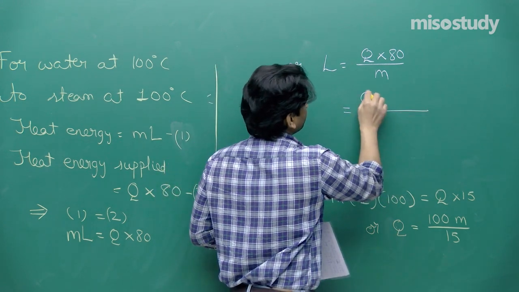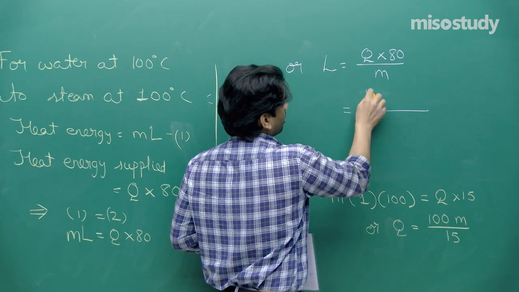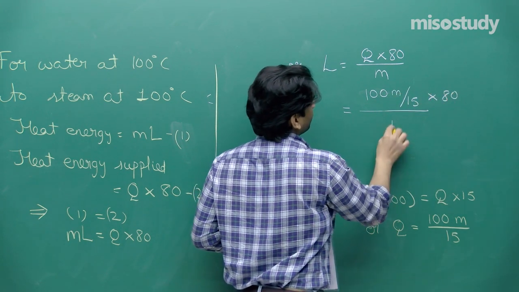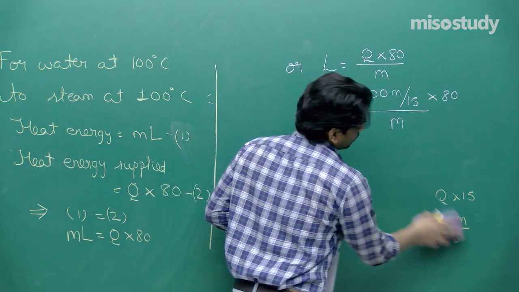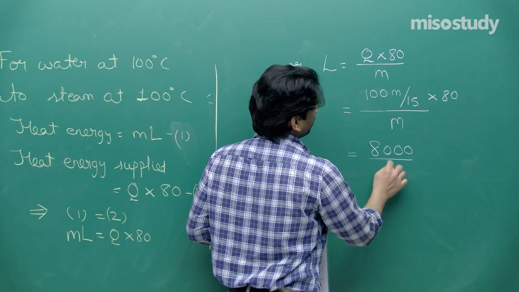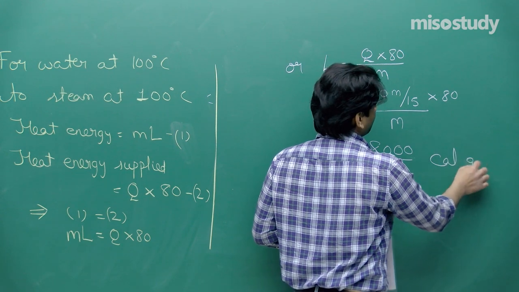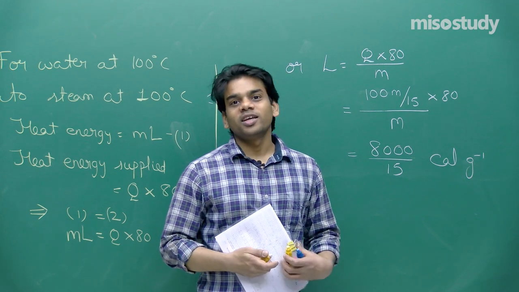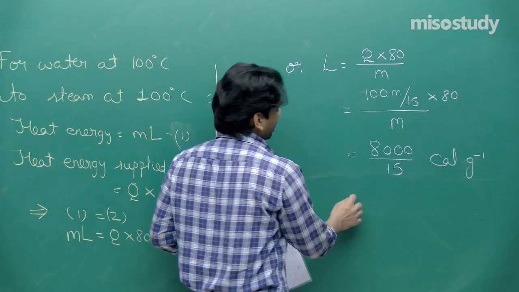Substitute the values. Now the Q value is 100 M by 15, multiplied with 80 divided by M. So the answer is going to be very simple: 8000 by 15. Finally, let me wrap this part. The answer comes out to be 8,000 divided by 15, and the answer will be in terms of calorie per gram, because we have used all the units in calorie, and the specific heat of water is 1 calorie per gram per degree Celsius. So the final answer will be 8,000 by 15.